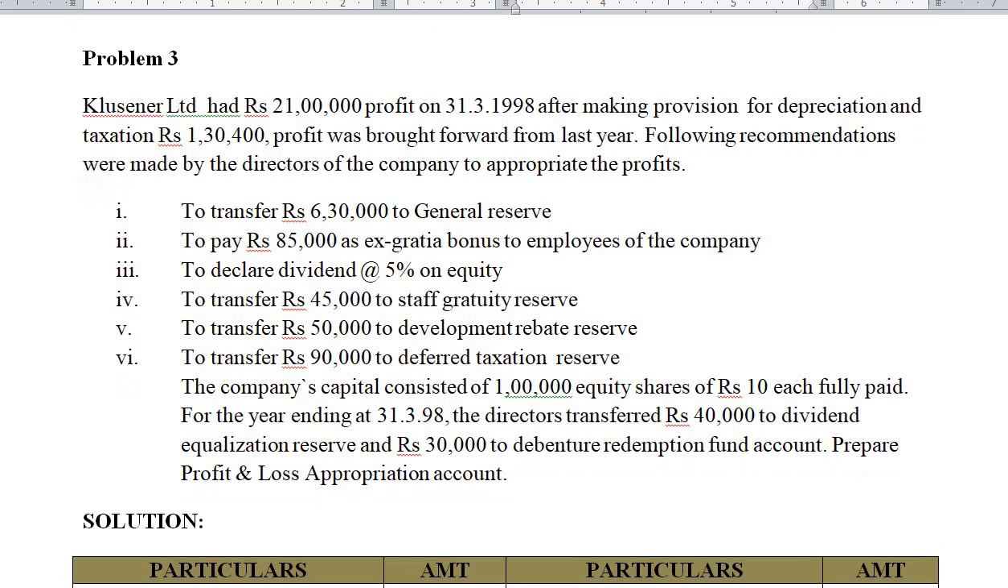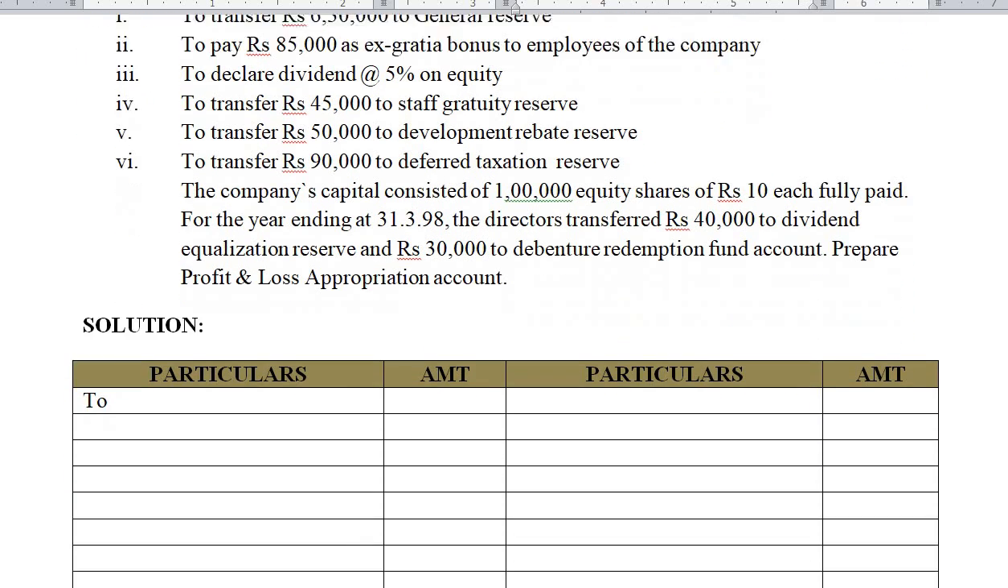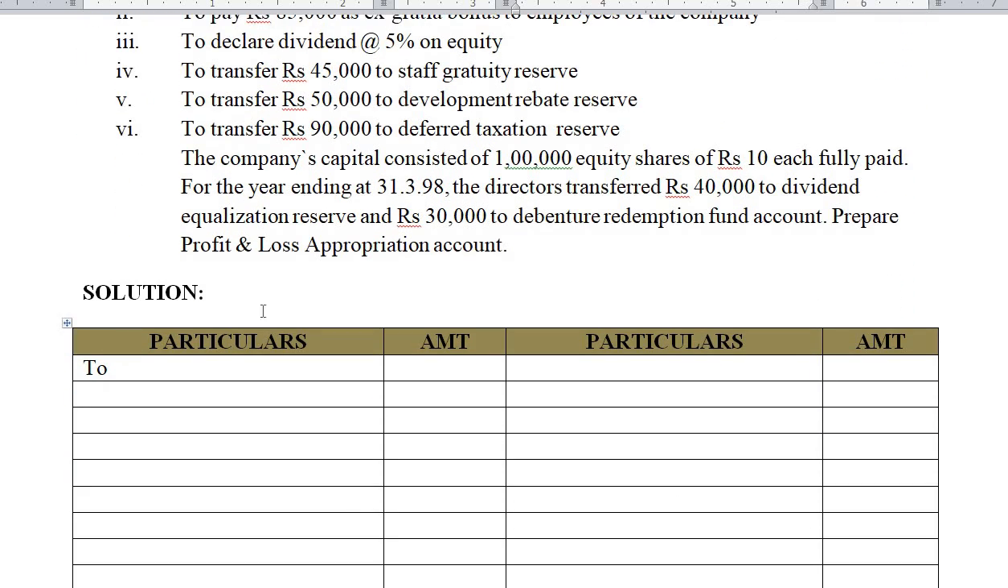Now we are supposed to prepare the profit and loss appropriation account for this year. Okay, so I have posted the particulars already. Now the solution is to prepare the P and L appropriation account for the year ended on 31st March 98.